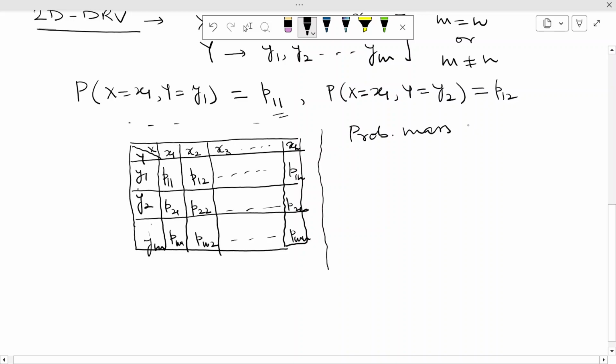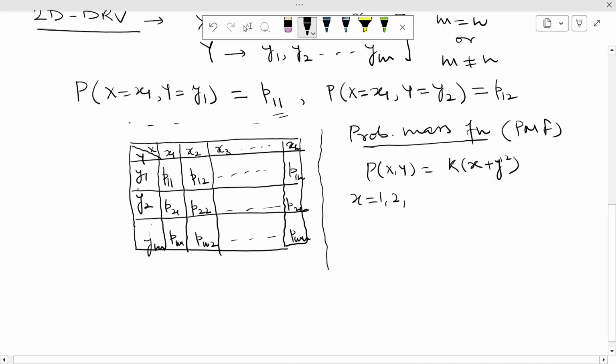mass function. So probability mass function is simply represented, or you can write it in short as PMF. So this is a function which is defined in terms of x and y, and it may have any expression, like one possible way is k times x plus y square, and here you are provided with the information that the possible values of x, let's say, you can define these values up to 4.